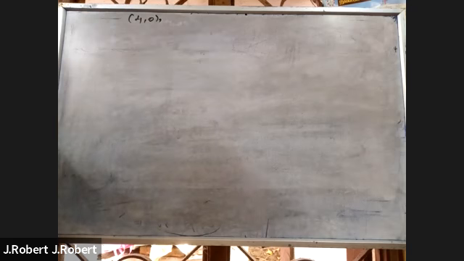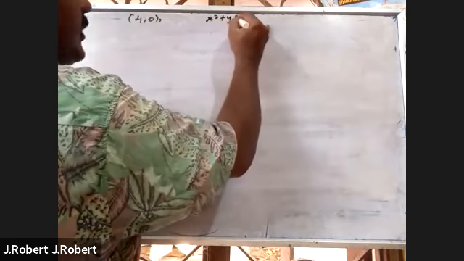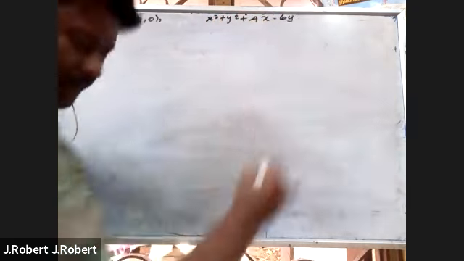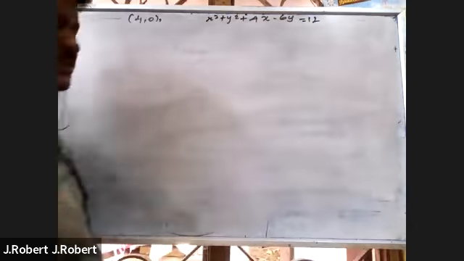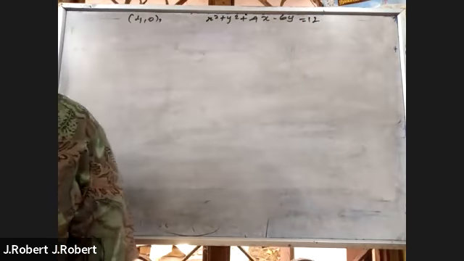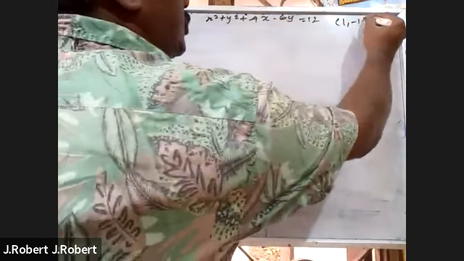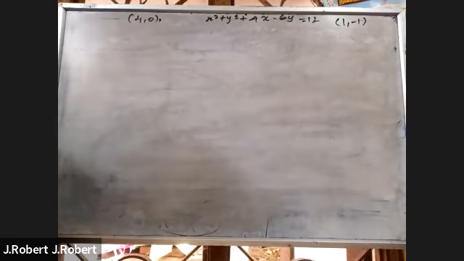Okay, touches the circle x square plus y square plus 4x minus 6y equals to 12 externally at the point 1 comma minus 1. Find the radius of C. So very easiest one I can say.